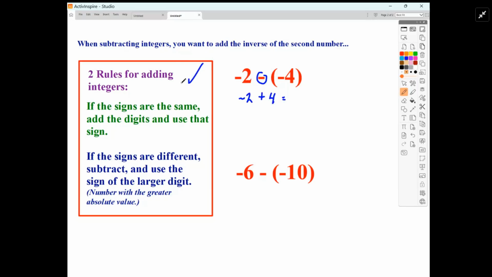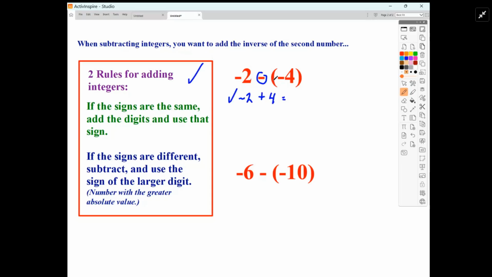Now I have an addition problem, and all I have to do is look back at my two simple rules for adding integers. If your signs are the same, you add those digits together and use that sign. If they were both negative, your answer would be negative. If they were both positive, your answer would be positive. Rule number 2 says if the signs are different, you subtract and use the sign of the larger digit.